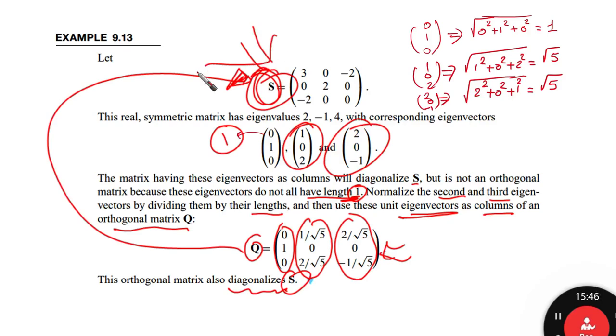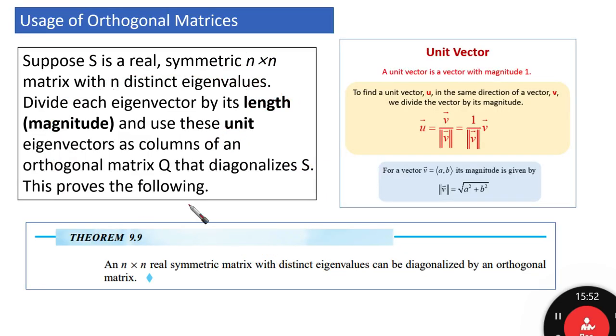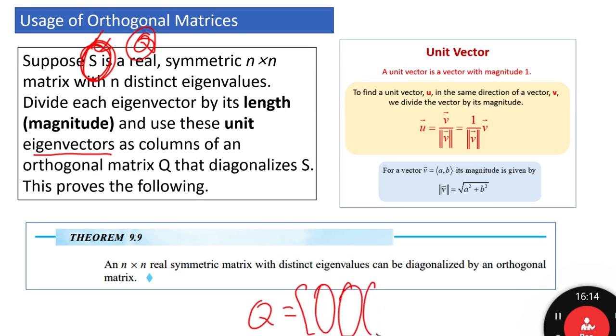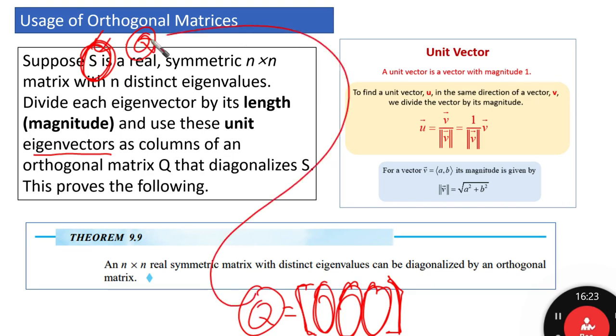So this is the interpretation of what we have explained here: if we have S and we want a matrix that diagonalizes S, we call it Q for example, then we simply obtain the unit eigenvectors of this matrix and put them in Q in the form of a matrix. The columns of the matrix are unit vectors, and then we assume that this matrix diagonalizes S.